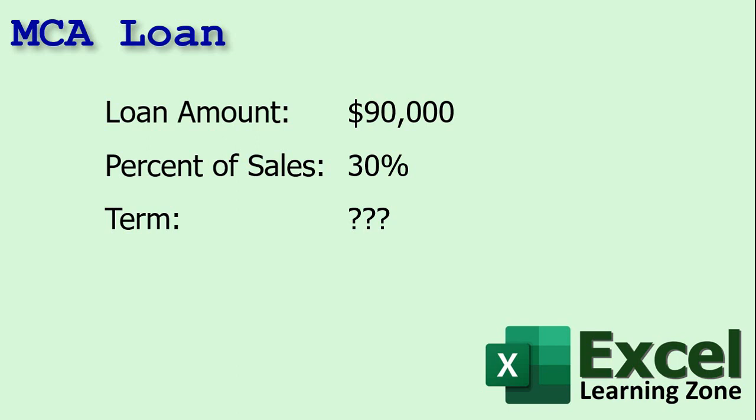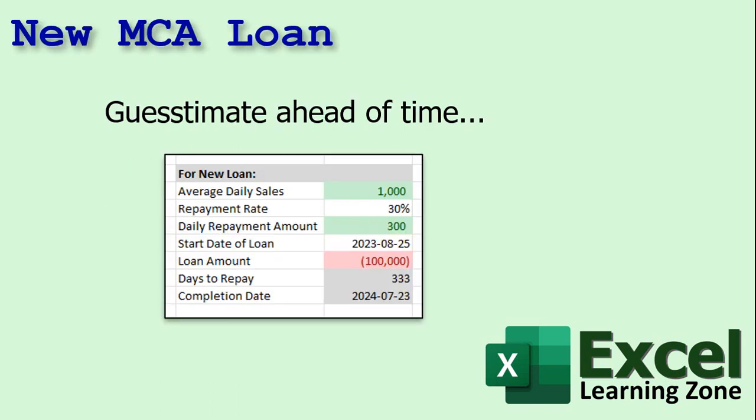Now, when you take out an MCA loan, you know the loan amount and you know what percentage of sales are going to be put toward paying the loan back, but you've got no idea what the term is. Like I said, your sales can go up and down. Now, if you know roughly what your average sales are every month, every week, whatever, you can figure out ahead of time roughly how long it will take you to pay back the loan.